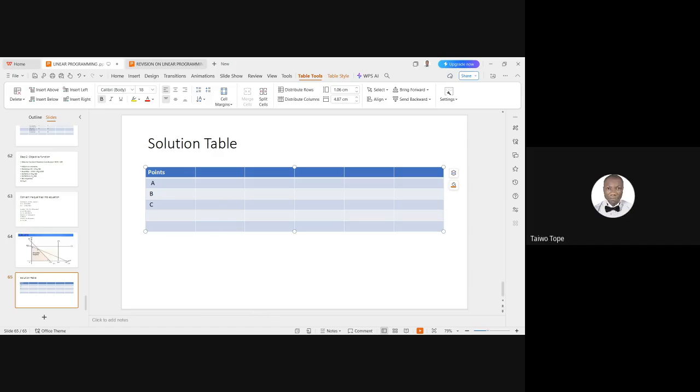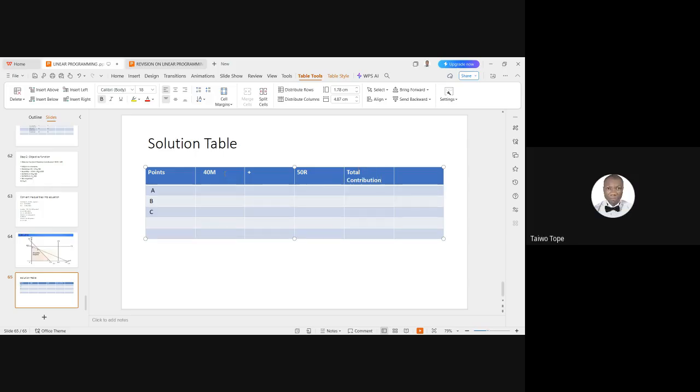So our contribution is what? 40M plus what? 50R. Yes. And you have your total contribution, the total contribution.